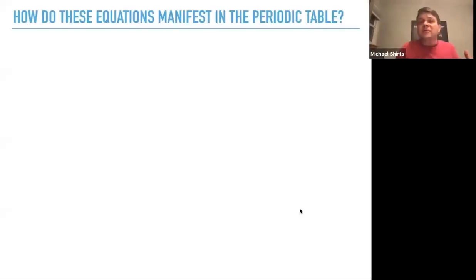So we spent several days going over the Schrodinger equation, understanding the wave nature of the electron and how that shapes how the electron clouds can form around a nucleus. So now we're going to move on from the math and the physics to say, how does this actually affect the chemistry? So how we're going to approach this is, how do these equations manifest in the periodic table?